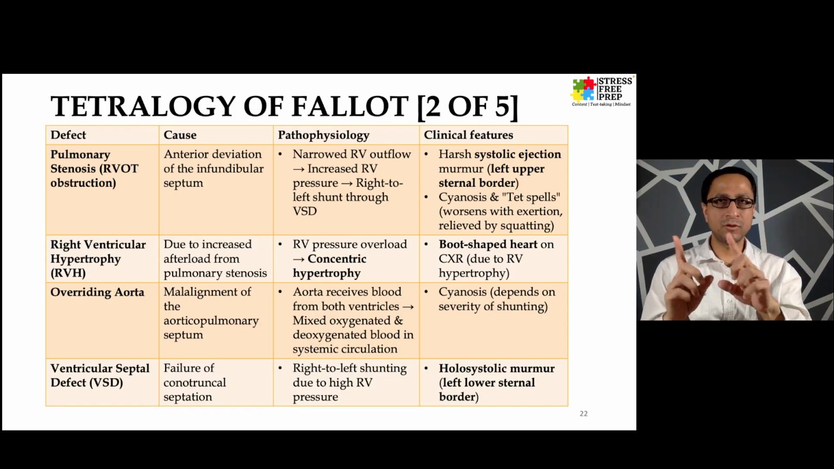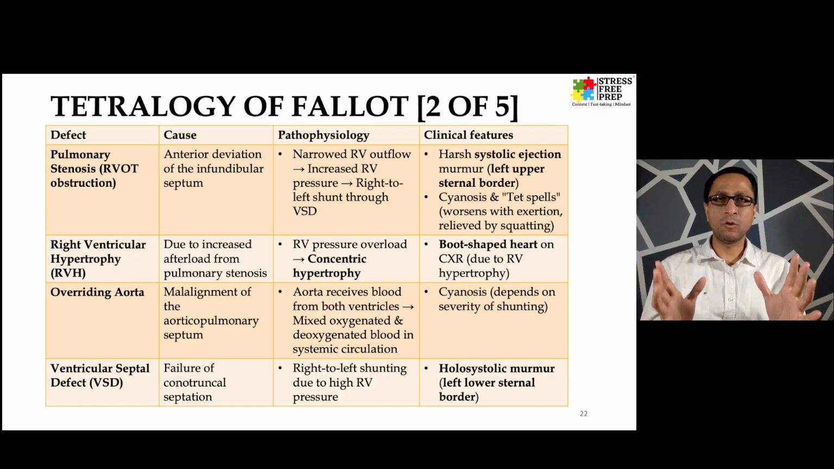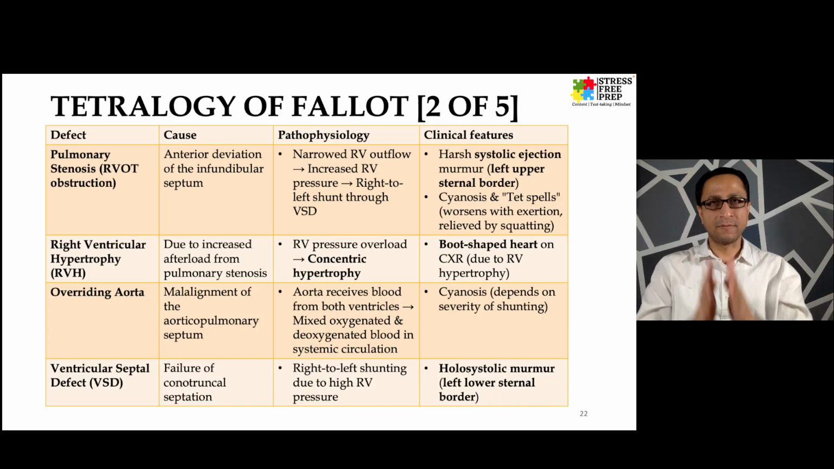Before saying what I was about to say, when we take a look at this slide, it seems very overwhelming, a lot of different information. So we'll break it down. On this slide, we'll first talk about what are the four major defects in the Tetralogy of Fallot, the cause of those defects, the mechanism of what those defects are causing, and the clinical features. How does that appear clinically, right?